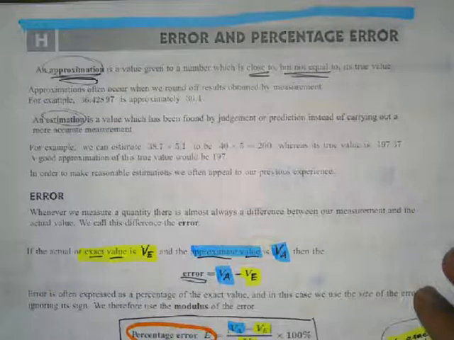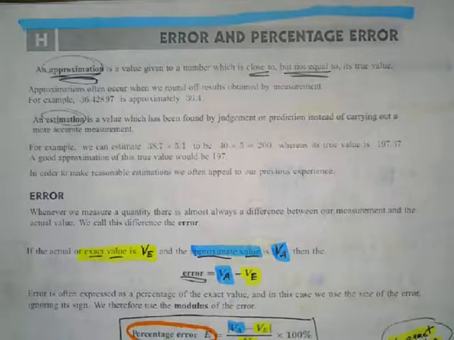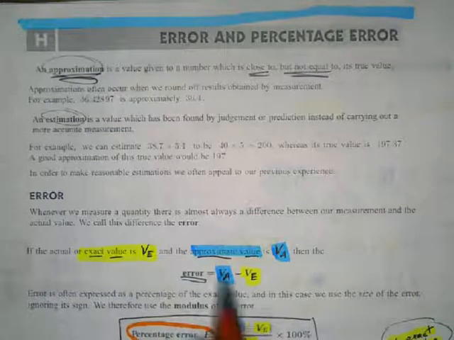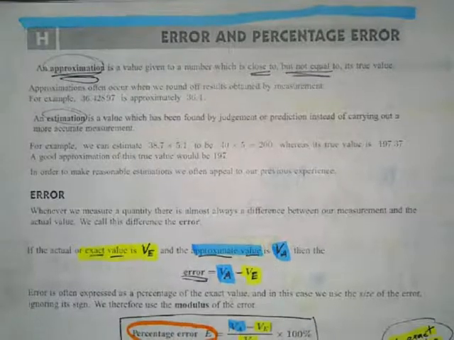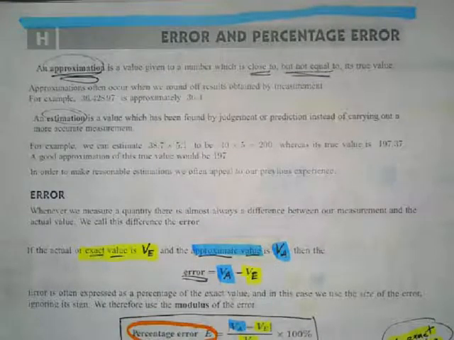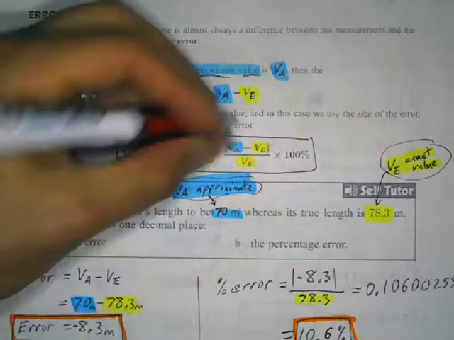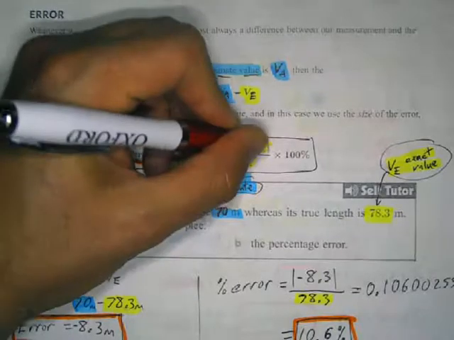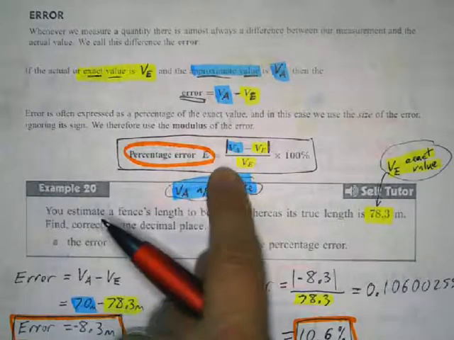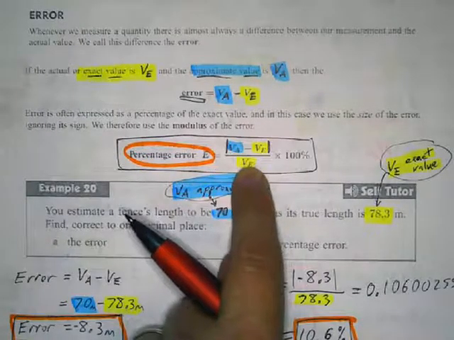If I want to find the percent error, I take this value, the error, and I divide it by the exact value. So let's do an example. Oh, and this is absolute value, so your percent error is always going to be a positive percentage.